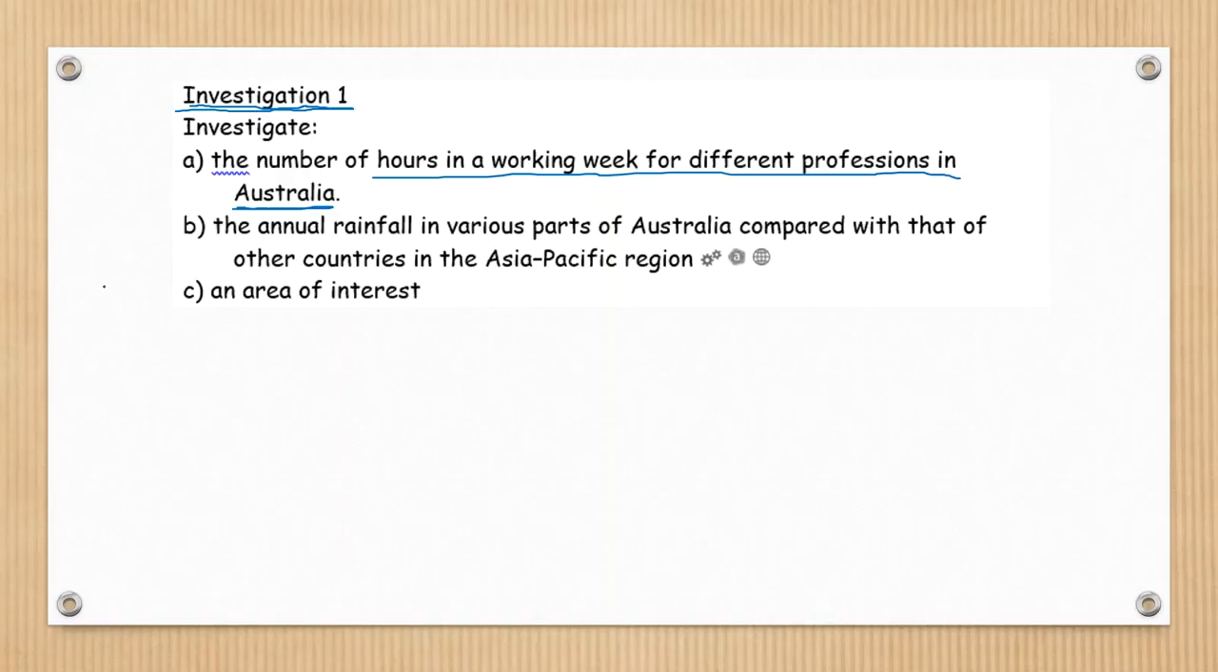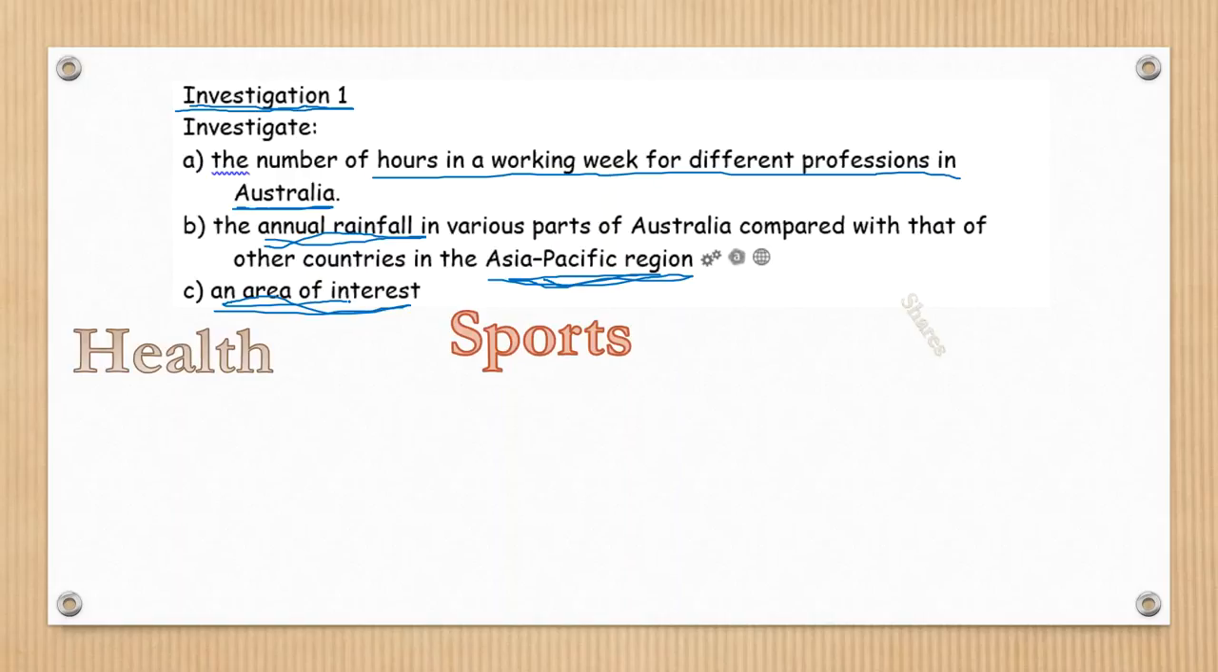Once you've done that, I want you to find some statistics on annual rainfall in various parts of Australia and compare that to that of other countries in the Asia Pacific region. So somewhere like Samoa might be interesting. And then I want you to find some statistics on an area of interest. So you might like to find some stats on health, sports, shares, or anything that interests you.